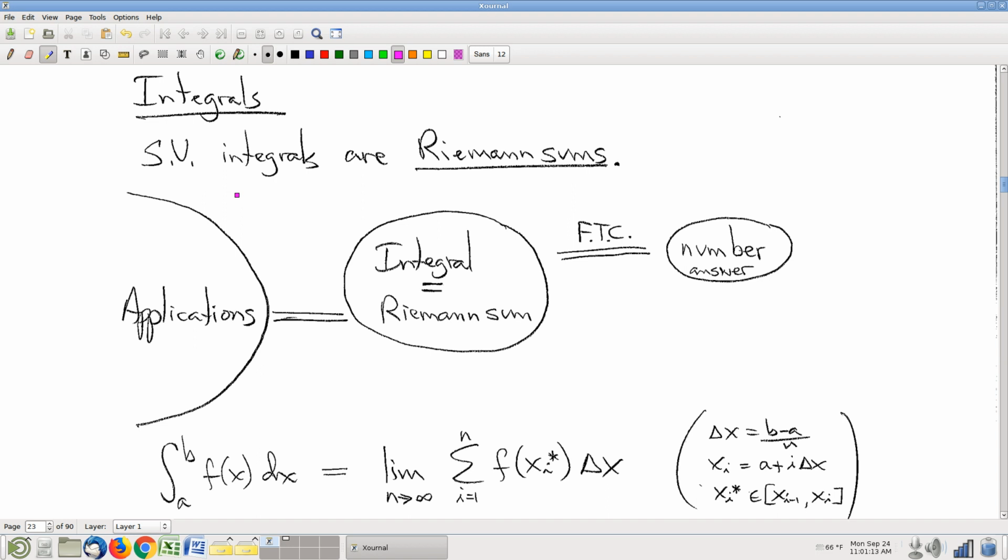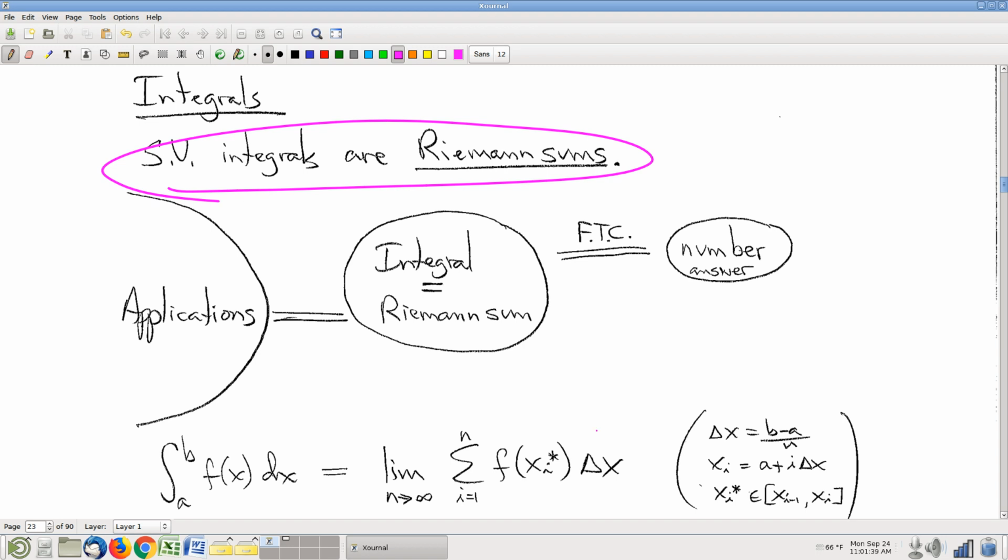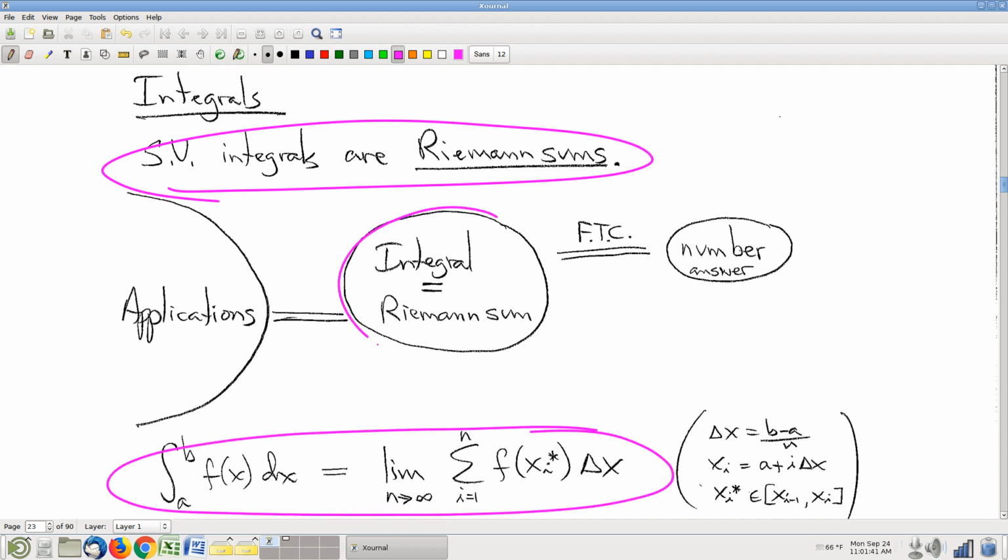Okay. So integrals. I want to spend a few minutes talking about single variable integrals, make sure that everybody understands what single variable integrals are. There's a lot of common misunderstandings, a lot of little fibs that get told to students in single variable calculus classes. So the important one here is that integrals are Riemann sums. And this is the big point that I want to make sure we're all good with.